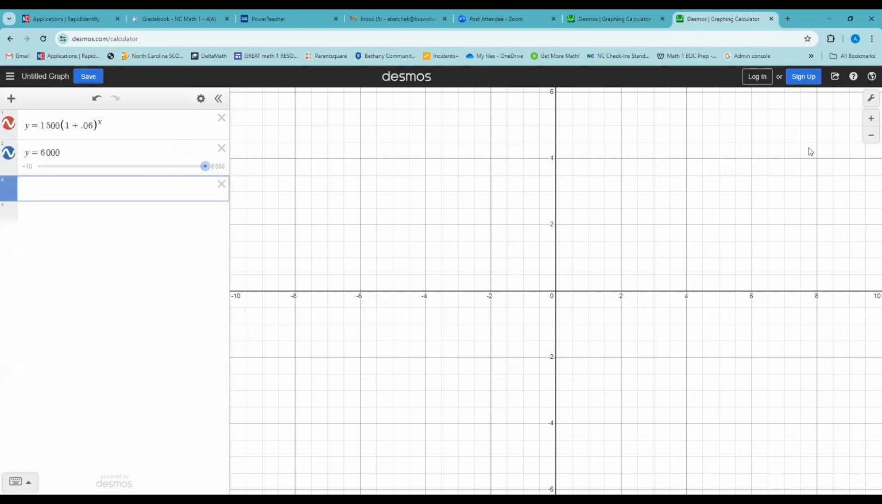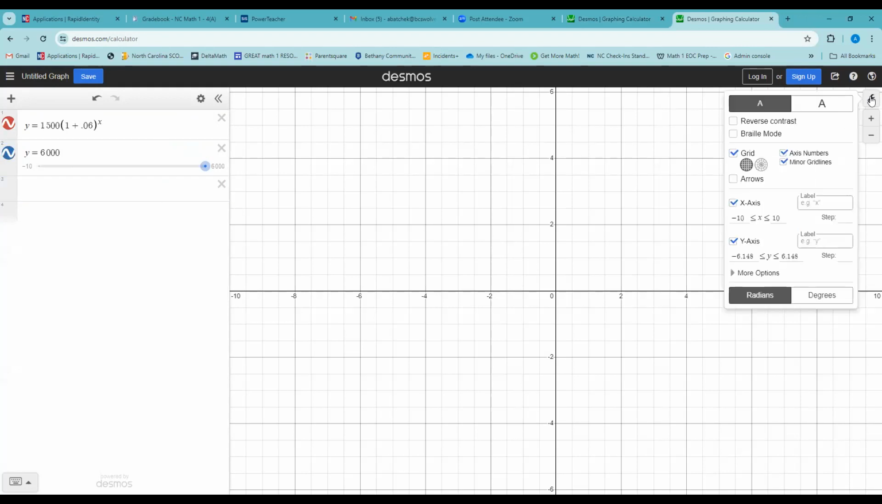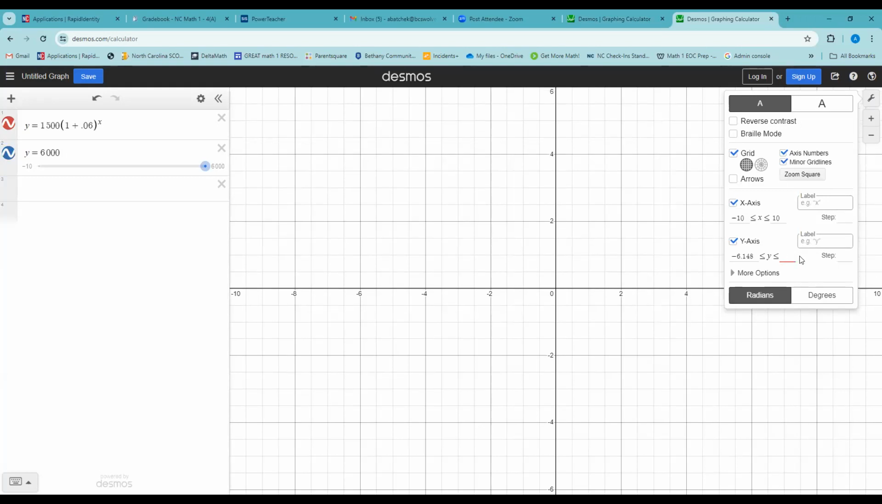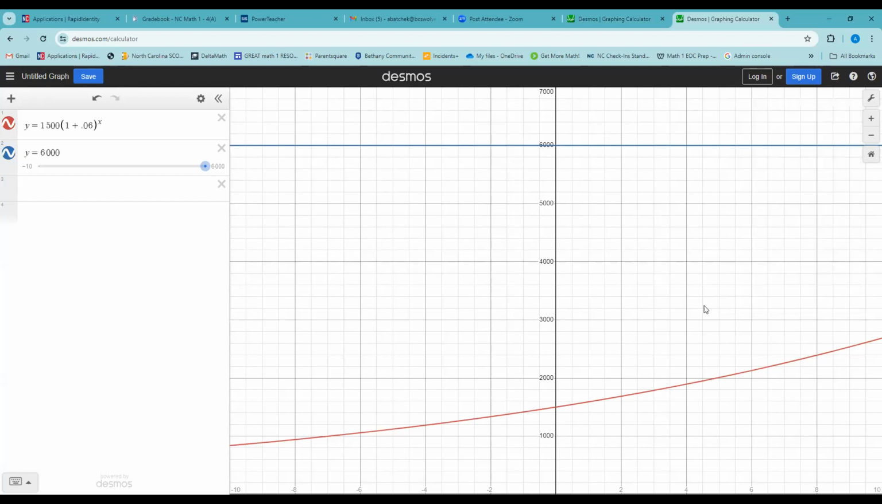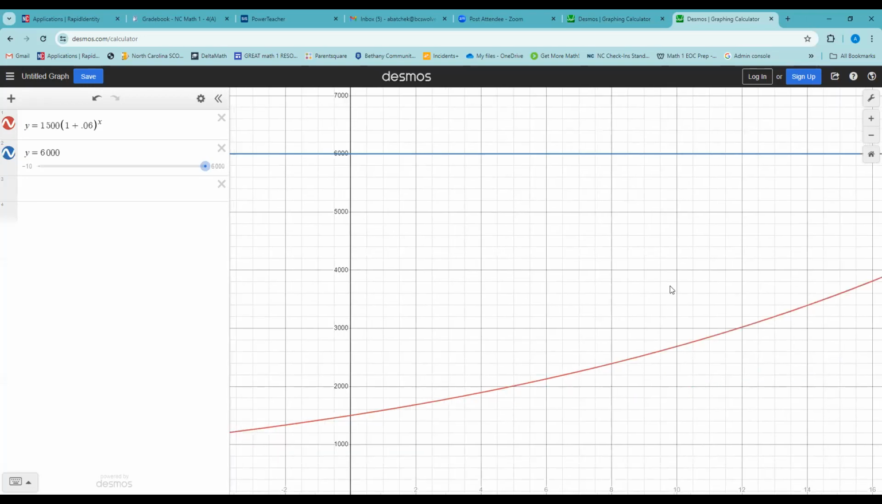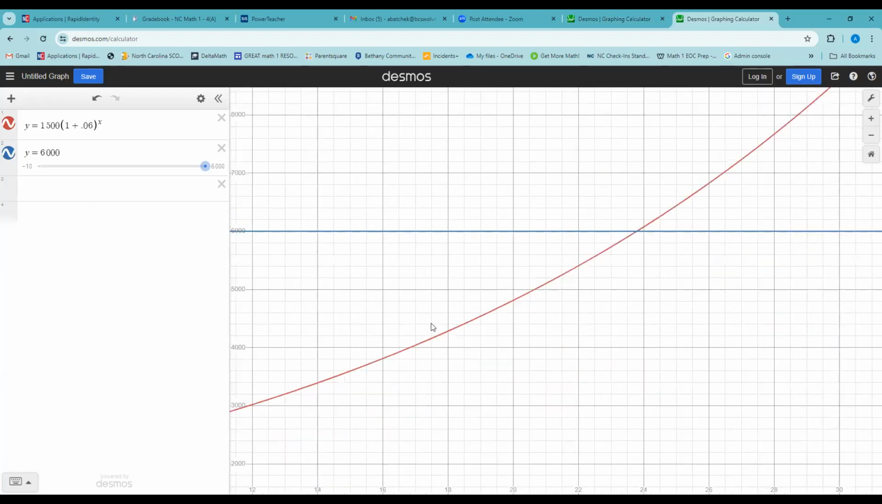Okay, now what makes this tough is we're going to have to go find the picture. Well, notice if my Y is at 6,000, if I go over here to the tool gear and take a look at my Y axis, I've got it at 6. So let's make this bigger than 6,000. Let's make this about 7,000. And what you'll notice is you're beginning to see the picture. Here is your line Y equals 6,000, and here is your exponential. And somewhere on the right-hand side over here is where they're going to meet. So right here is where they meet.